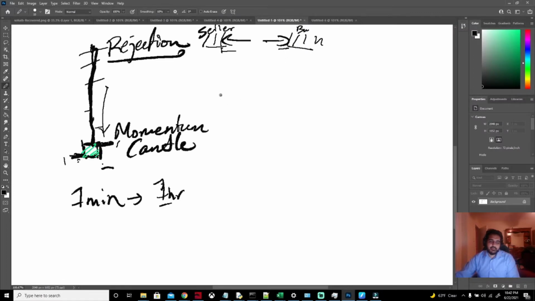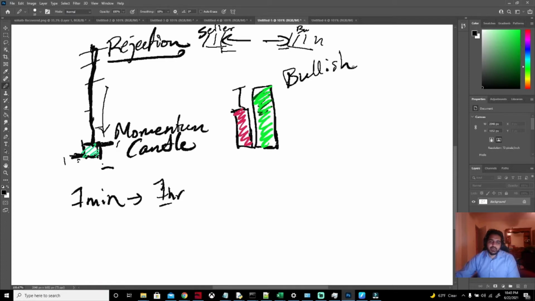The other type of candles is candles in succession. Say we have one candle followed by another candle. If this was red and this is green, I was hoping that'd be a stronger green, then you can see that this can kind of engulf this entire candle. This is called a bullish engulfment.